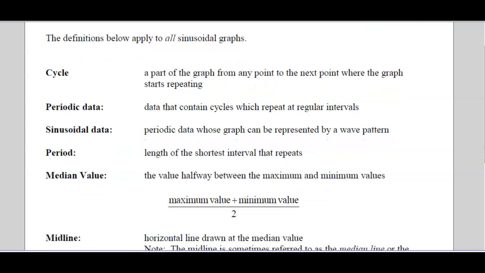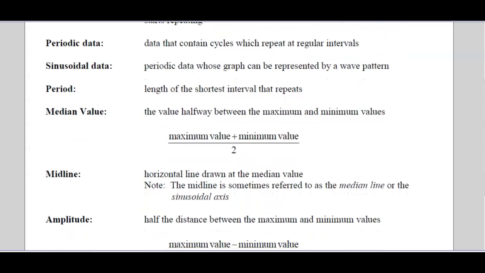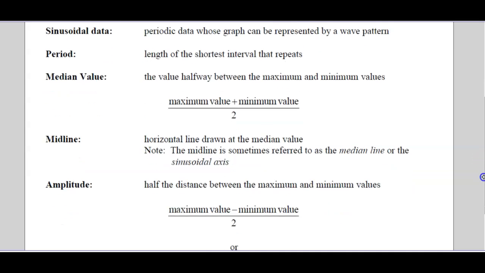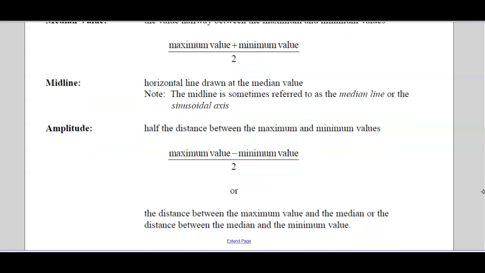There's just a summary of what we've talked about. Cycle is basically part of the graph that is repeating. Periodic data contains cycles, which repeat. Sinusoidal data is periodic, whose graph can be represented by that wave pattern. Period is the length of the shortest interval that repeats. Median is halfway in between. Midline is the actual line, so it has an equation. Amplitude is half the distance. I showed you that. So those are some properties.